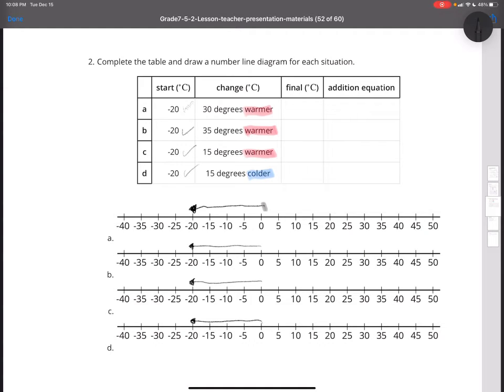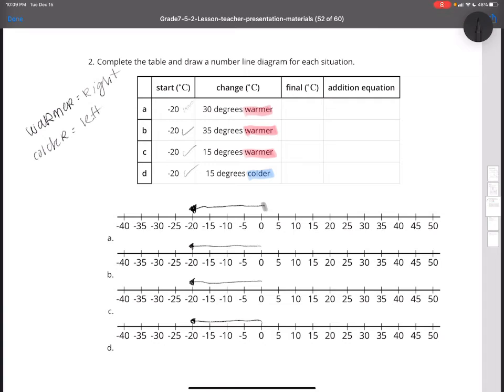So now keep in mind that if it's warmer, we go right. And I'm going to write that down. If it's warmer, it's to the right. Colder is to the left. Okay?